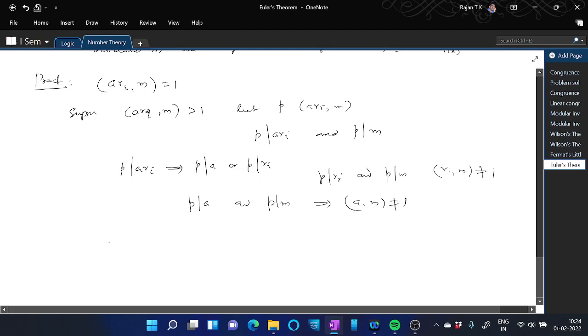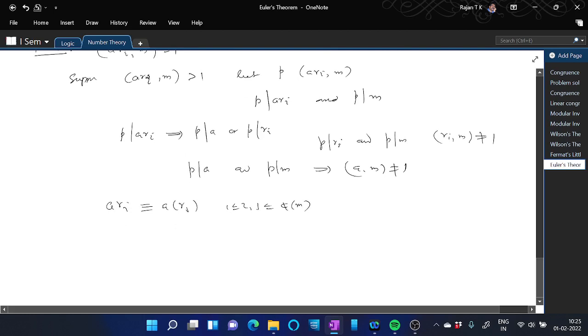The next thing we are going to prove is that no a ri and a rj for distinct i, j are congruent. Suppose a ri is congruent to a rj for some i, j in between 1 and phi(m). We want to prove no a ri is congruent to a rj for different i, j modulo m. Suppose there exist i, j such that a ri is congruent to a rj modulo m. Then since (a, m) is 1, a and m are relatively prime. By cancelling this factor, we get ri is congruent to rj mod m.